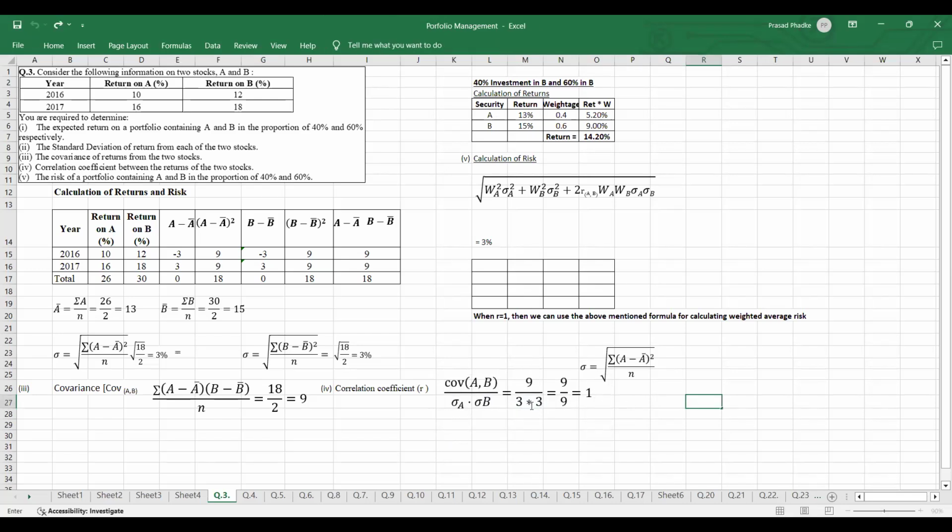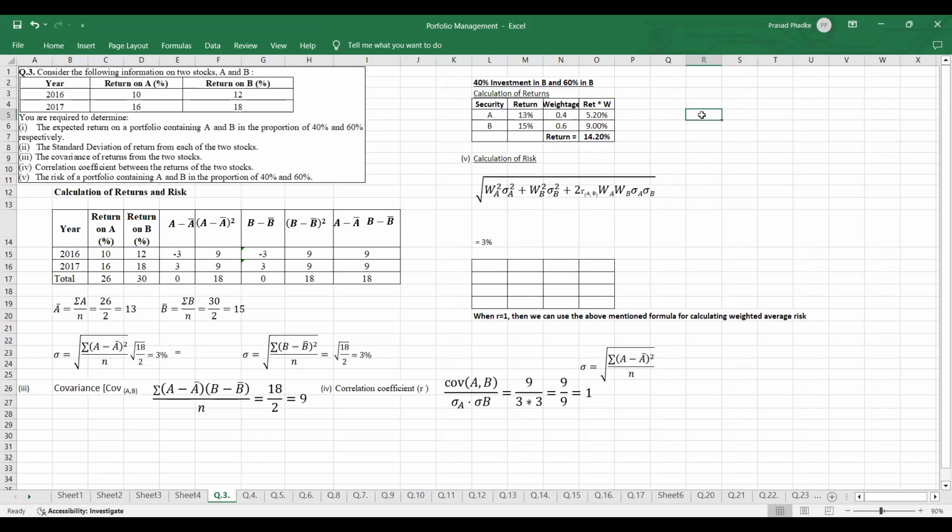Once you get 1 as R, then you know the values. You know the weightage as 40, 60. You know standard deviation is 3 and 3. And correlation coefficient is 1. You can substitute values in this formula and you can get the risk of the portfolio in totality. I hope this calculation is clear to everyone.